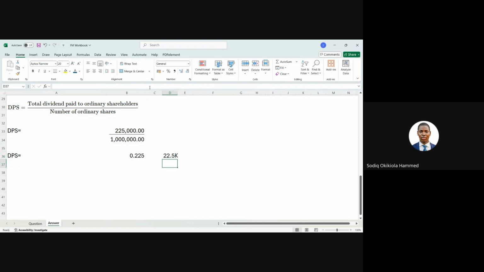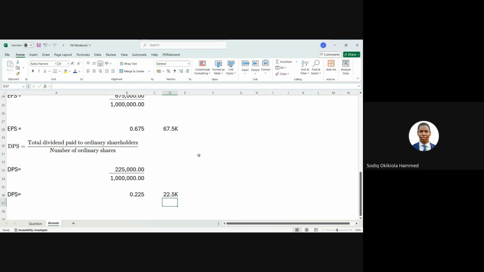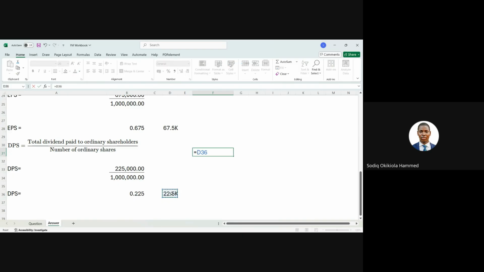Kobo. This is our dividend per share. Another thing now, all these dividend sharing ratios. If they ask you to find the ratio of dividend, what is the ratio of dividend? To get your ratio of dividend, it will be dividend per share divided by earnings per share.